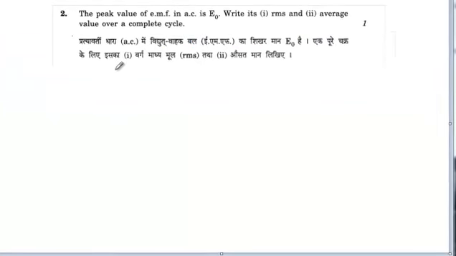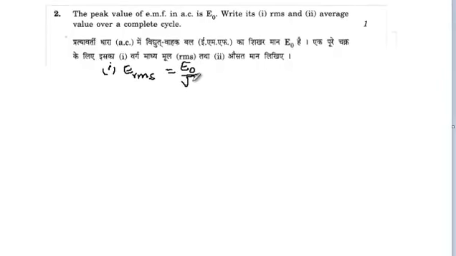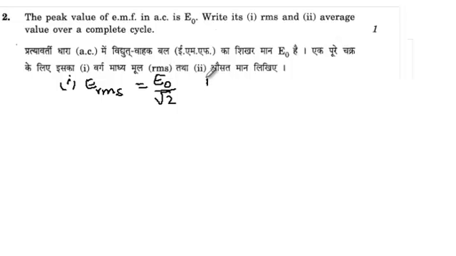The first part of the answer, the RMS value, is going to be E naught over root 2, E naught by root 2. And the second part, the average value of a sinusoidally varying AC current, is going to be 0. So, E average is 0.